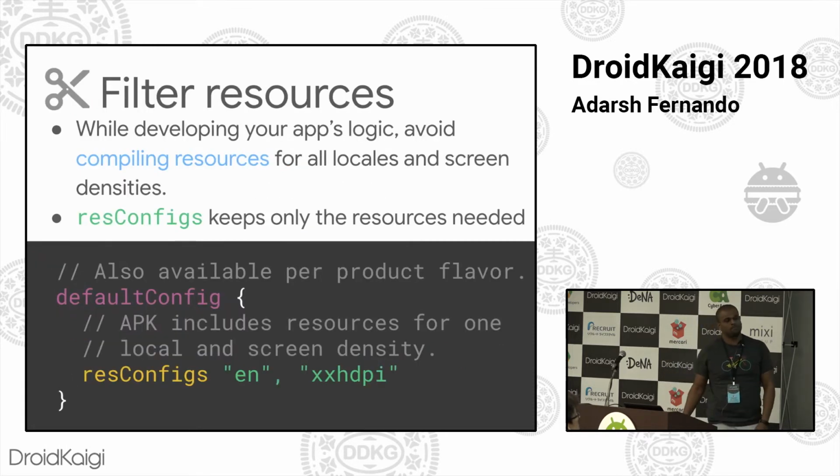Filter resources. When you're iterating just on logic, you don't need every locale in your app. You don't need images at all the densities that your app supports, right? So that's where resConfig comes in. Instead of Gradle having to compile all those resources every time you build, put resConfig, again, because it's on the default config object, put it on your flavor that you set up just for development, and just keep the resources that you want. So English locale, if that's what you speak, and then high density, or whatever your device needs, right?